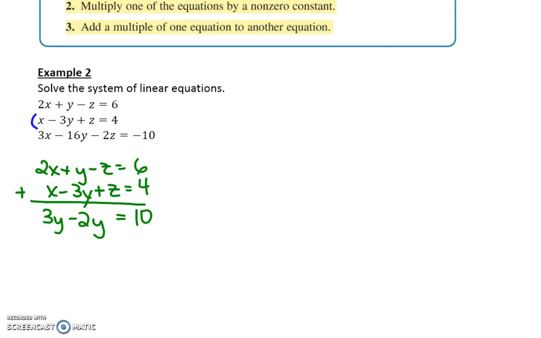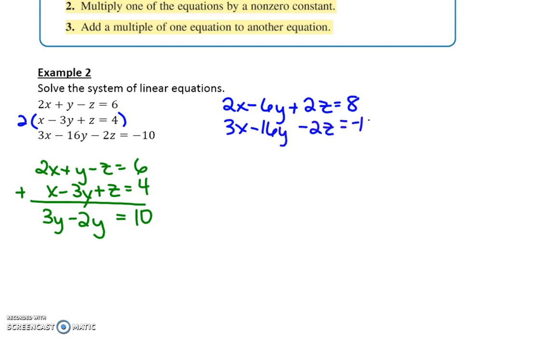So if I multiply this second equation by 2, I end up with 2x minus 6y plus 2z equals 8. And then I can take that third equation, the 3x minus 16y minus 2z. So my z's are going to cancel, minus 10 or negative 10. So then when I add, I get 5x minus 22y equals negative 2. And so now I have a system of equations here.